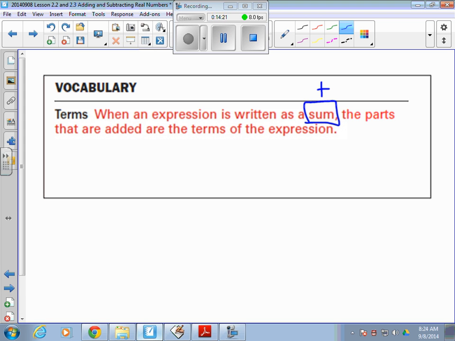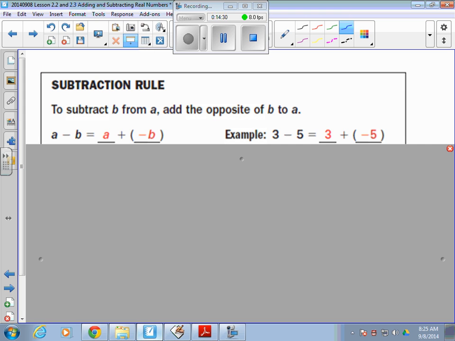A lot of people, before you got to this class, were taught keep, change, and stuff like that. This is what it's talking about. To subtract B from A, add the opposite. There you go. Keep, change, or whatever. Add the opposite. A minus B is the same thing as A plus a negative B. 3 minus 5 is the same thing as 3 plus a negative 5.